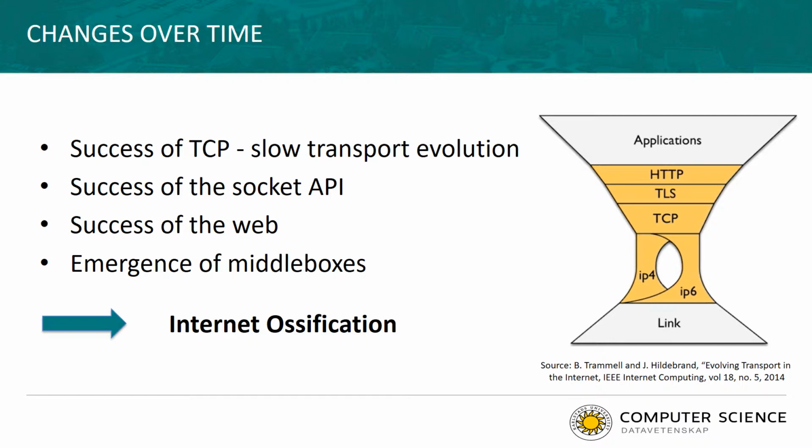And today, basically, we have a waist that consists of HTTP, TLS, TCP over IPv4 or IPv6. And on top of that, you have the applications, and below you have the link technologies. But it's very hard to change any of the protocols inside this ossified network architecture. And this, of course, causes a problem for innovation and for introducing new solutions that can better support our future services.